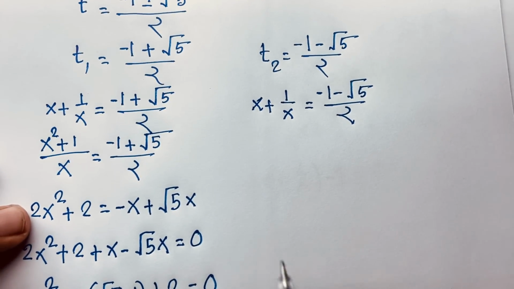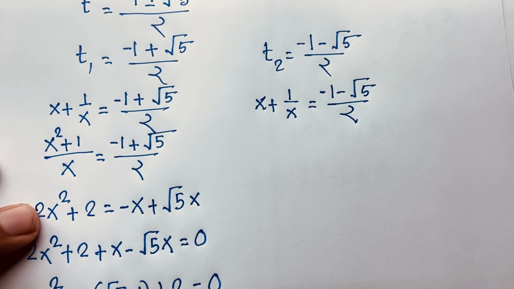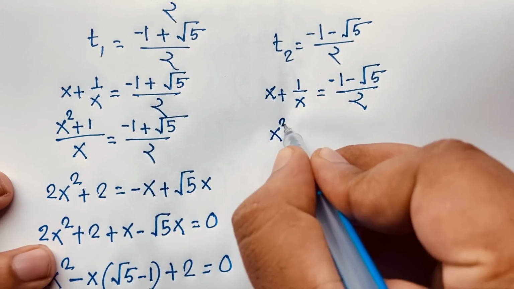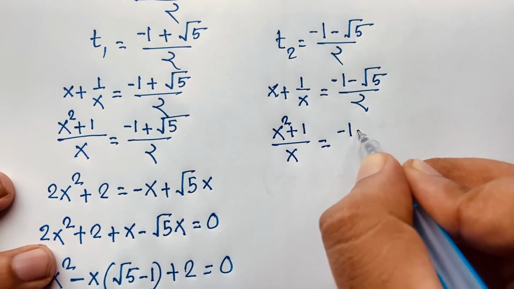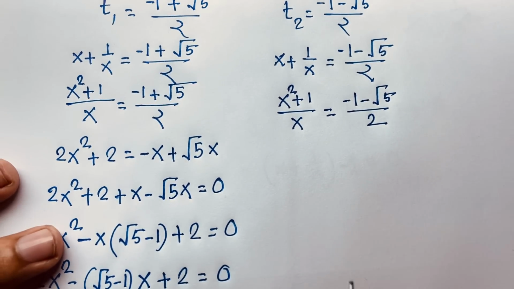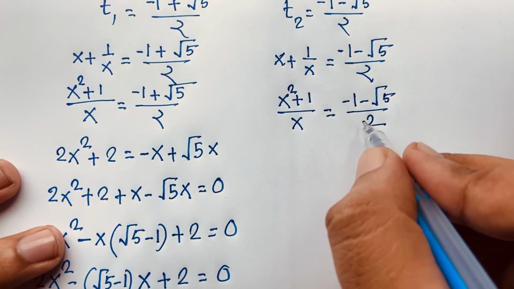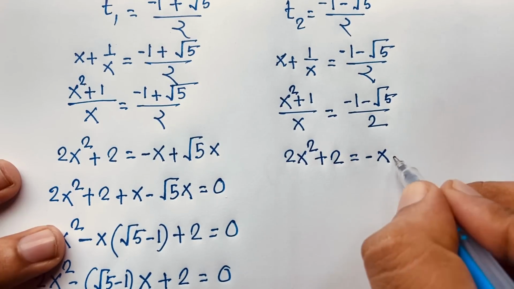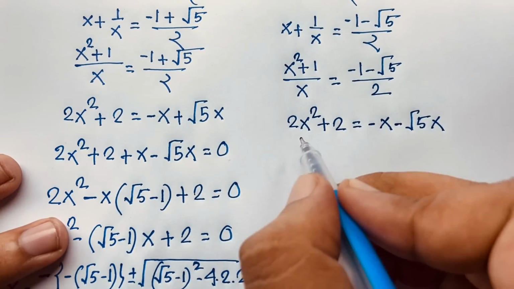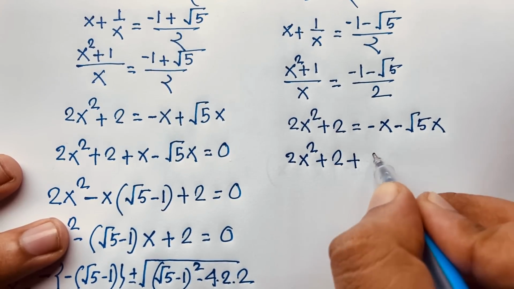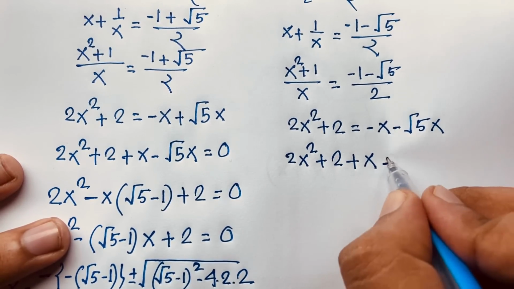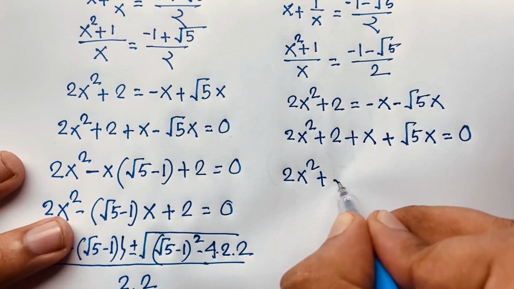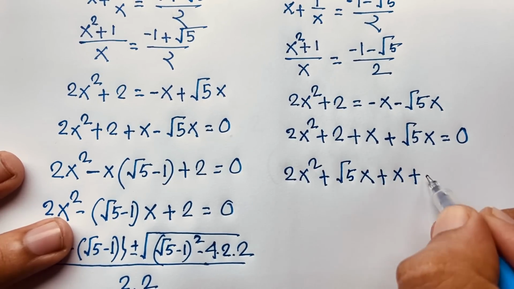So here x plus 1 over x is equal to minus 1 minus square root 5 over 2. Now if I apply this case, it will be x squared plus 1 over x is equal to minus 1 minus square root 5 over 2. Now if I multiply below, 2 times x squared will be 2x squared, 2 times 1 will be 2, is equal to this times this, negative square root 5 x. Now you can see 2x squared plus 2 and positive x, if I move the negative value to this side it will be positive, and a square root 5 x is equal to 0.